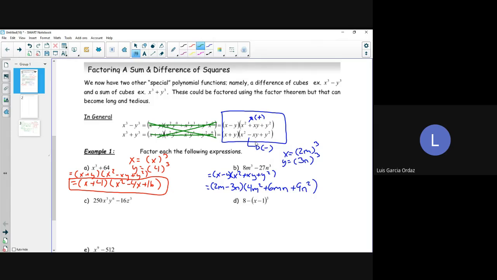So our sums and differences of cubes are pretty easy so far. All right, perfect. This will not be on your quiz tomorrow. Remember, it's just from 3.1 to 3.4.